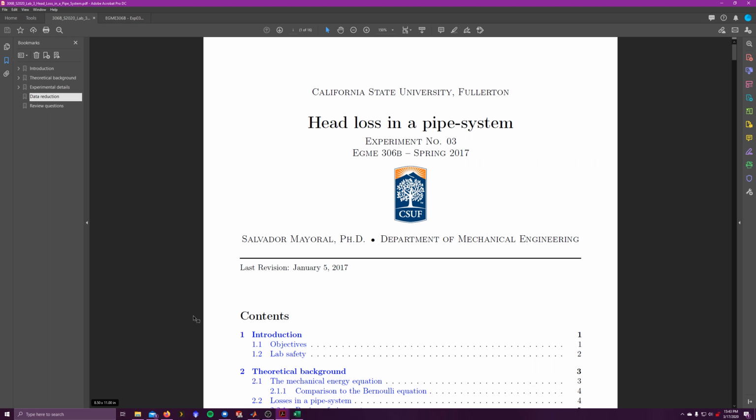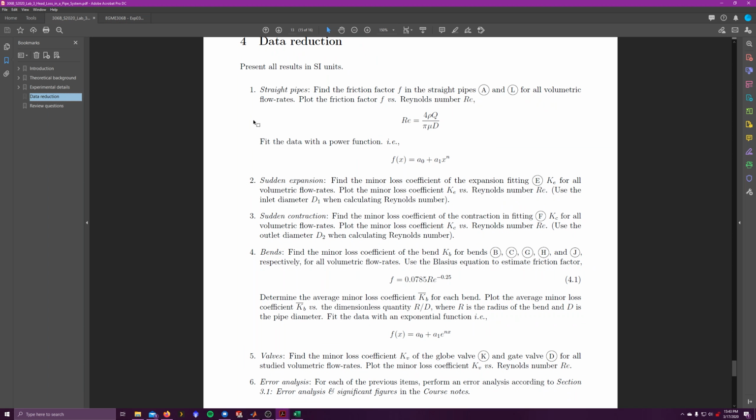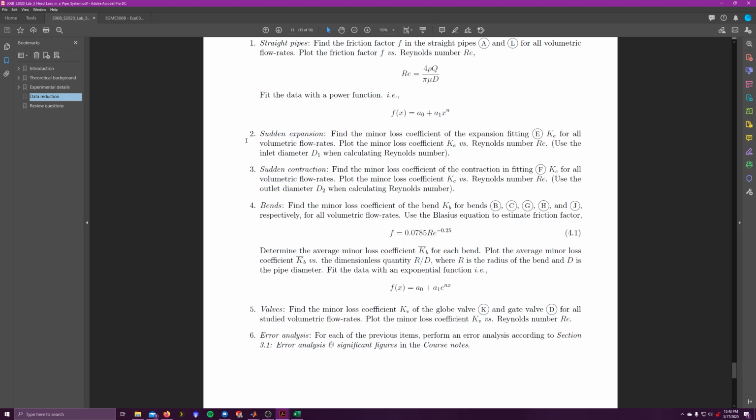Okay, so this is going to be the data reduction for head loss in a pipe system. Let's take a look at the data reduction that we have to do. If we look at 2 through 5, we need to find the minor loss coefficient for a lot of our components, and then we're going to plot that against the Reynolds number for a lot of these. Okay, and here we're going to plot against a dimensionless quantity r divided by d, the radius divided by the diameter. You don't have to do number 6 here, the area analysis.